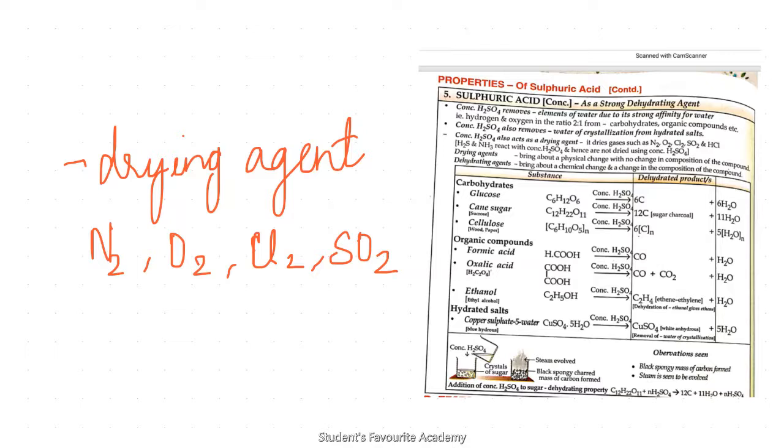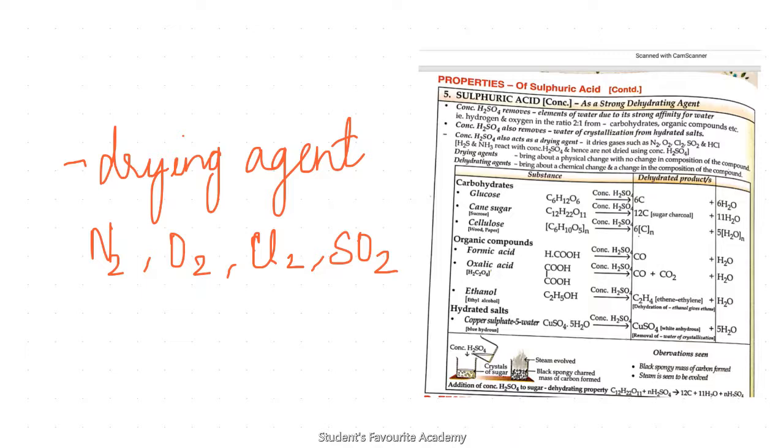So what is happening, children? If the question is asked, name two compounds which are not dried by concentrated sulfuric acid, your answer will be hydrogen sulfide and ammonia. Okay, so what is a drying agent, children?